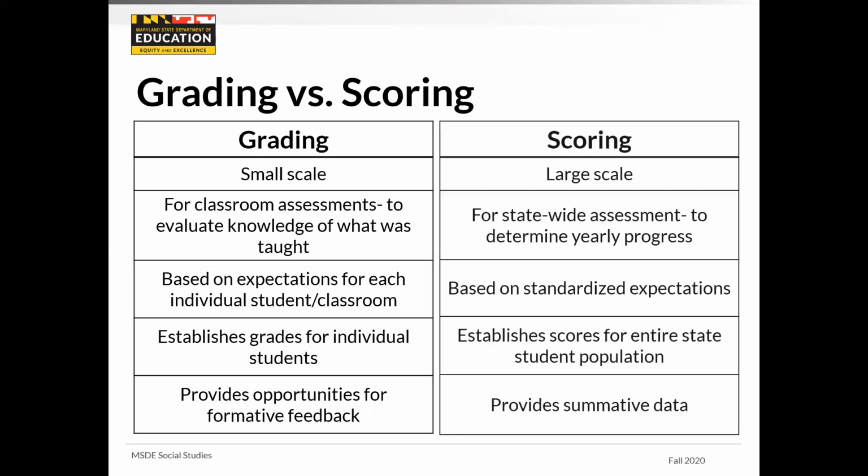While scoring is done on a much larger scale, it is for a statewide assessment that determines yearly progress or end-of-course progress in the case of American government. It is based on standardized expectations, in this case, from the state social studies standards and assessment limits. Scores are created for statewide populations, and the score provides for summative data.